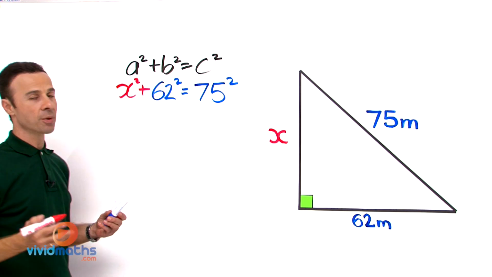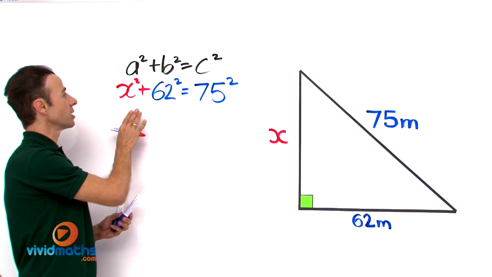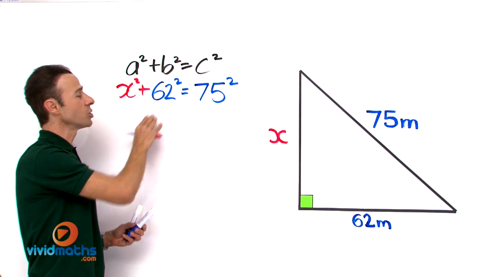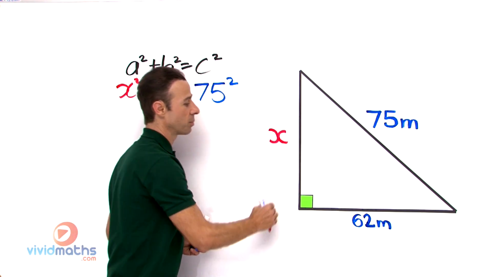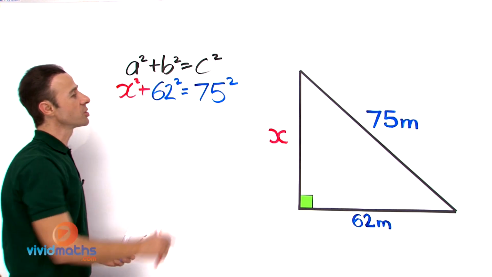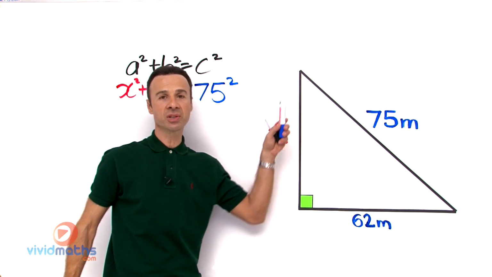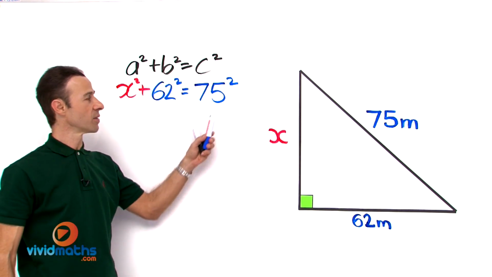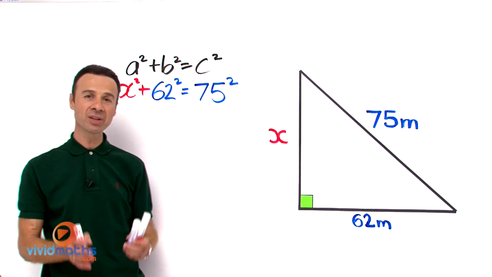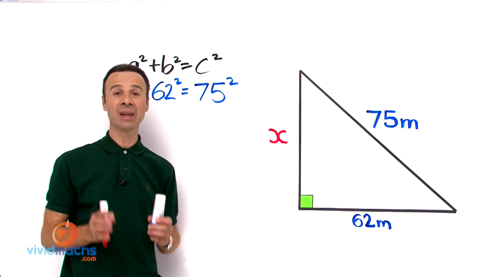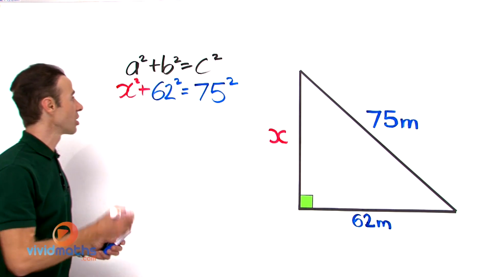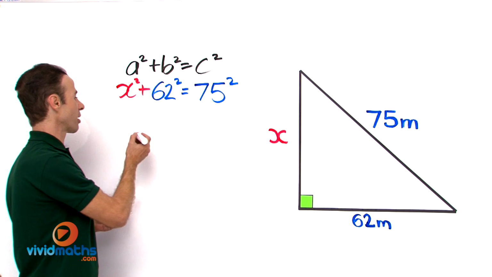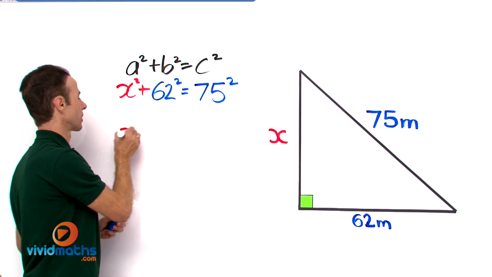So the theorem and the equation looks like this. x squared plus 62 squared, they're the two lengths connected to the right angle, equals the hypotenuse all the way across there, that very long length, 75 squared. Now, remember what I said earlier? We subtract whenever we're given the hypotenuse and we're looking for one of the side lengths. So what does that mean? It means we're going to get something like this.